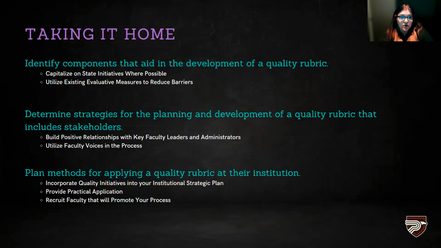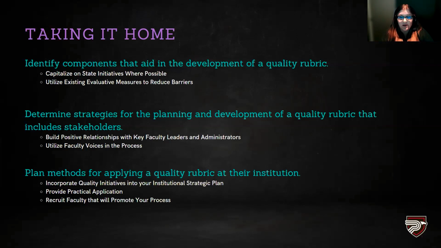In determining the strategies for planning and developing our rubric that included our stakeholders, we utilized faculty voices throughout the entire process. So from the very beginning in developing the rubric and moving forward from there, we involved our faculty primarily through distance learning committee, but throughout the process, asking them what they wanted and then going to faculty senate after that. We also have positive relationships with key faculty leaders and administrators.